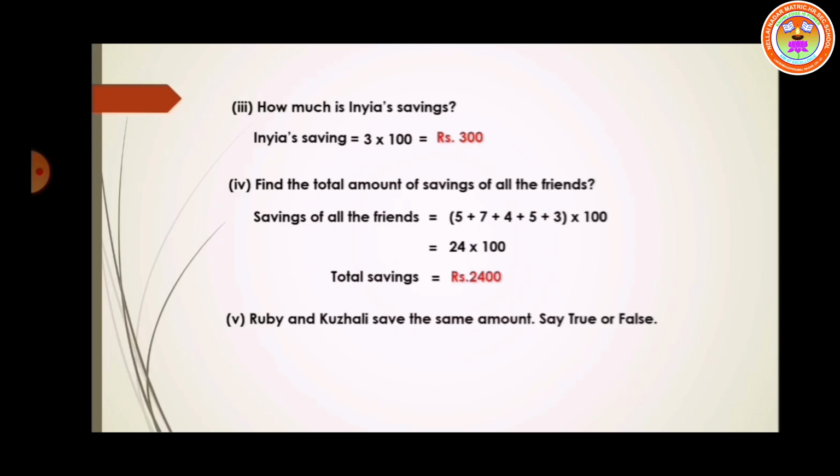Fifth question, Ruby and Kulali save the same amount. Say true or false. Ruby has 5 piggy banks. Kulali has 5 piggy banks. So their saving is the same. So the answer is true. Shall we move to the third question?